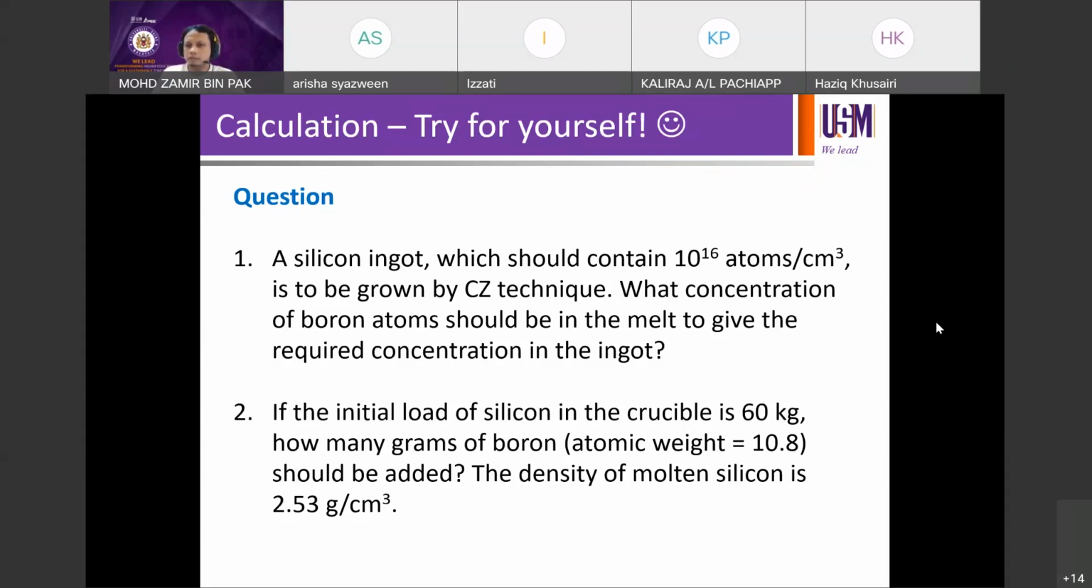How about Kali? Did you try Kali? What did you get? Kali? Sakina, 1.42 milligram. Okay. 1.42. Others? So we got 4.25, 5.31, 1.42 milligram. Any other?